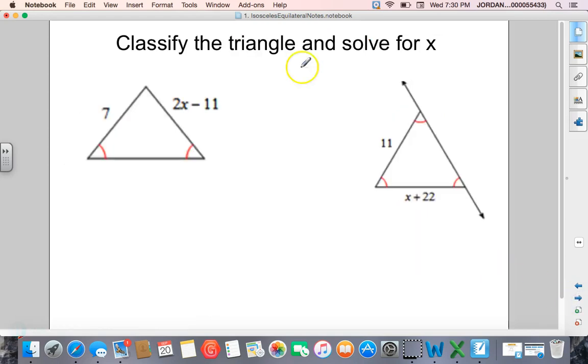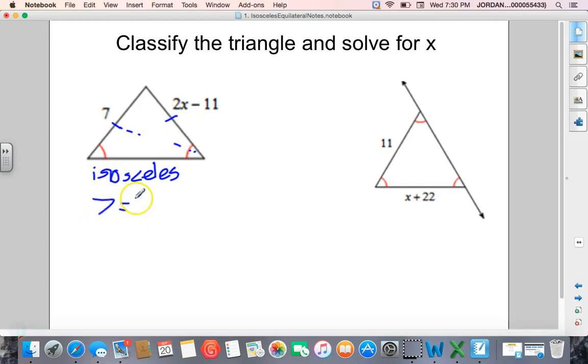Okay. So now let's use that knowledge to solve some problems algebraically. We're going to classify the triangle and then solve for x. So what kind of triangle is this? Well, we see an arc mark here and an arc mark here that indicates these two angles are the same. So we know this is an isosceles triangle. And because these angles are the same, we know the sides opposite them are also the same, or congruent. So since this side and this side are congruent, we know 7 is equal to 2x minus 11.